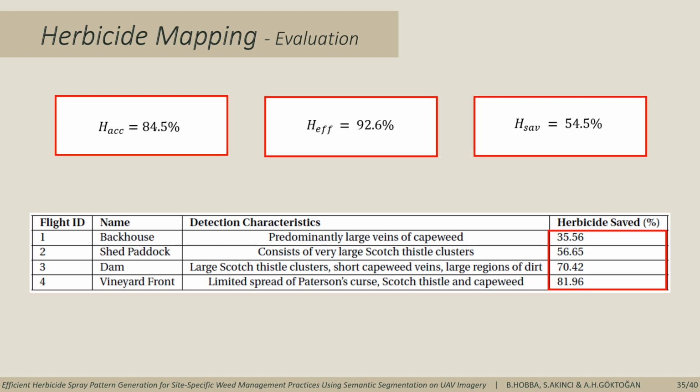Previously, the results of the semantic segmentation only provided the ability to detect and classify weeds. The results of the herbicide mapping demonstrate that this metric evaluation is not necessary as long as the actual weed cluster can be identified instead.